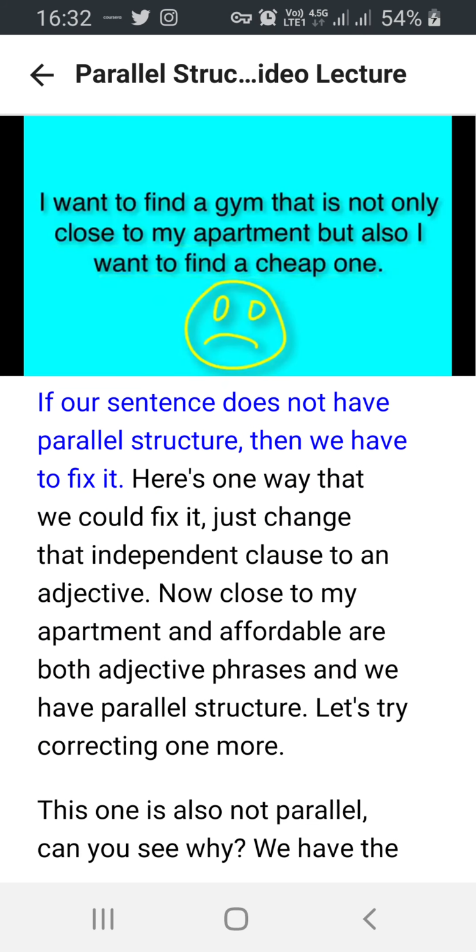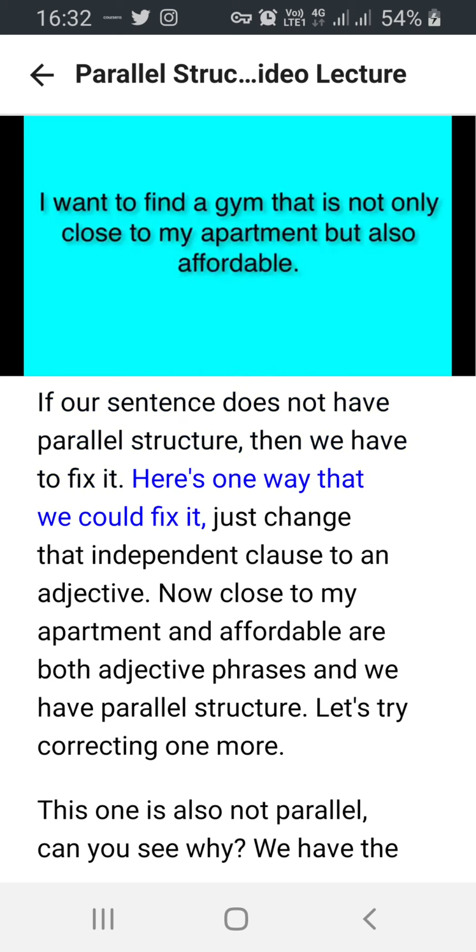If our sentence doesn't have parallel structure, then we have to fix it. Here's one way that we could fix it. Just change that independent clause to an adjective. Now, close to my apartment and affordable are both adjective phrases, and we have parallel structure.